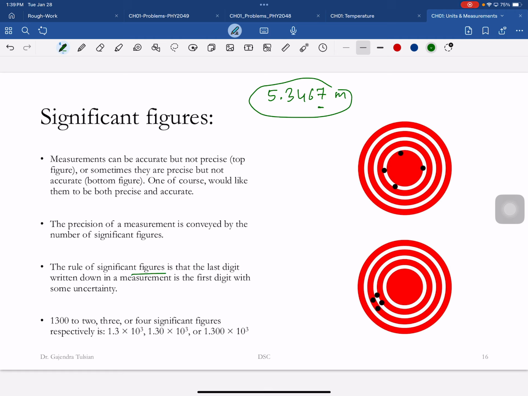The rule of the significant figure is the last digit written down in a measurement is the first digit of some uncertainty. So when you report a figure, that's the digit on which you have uncertainty. Okay, so this has 5 sig figures.